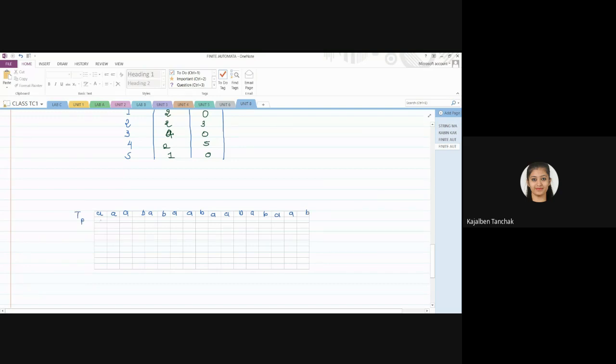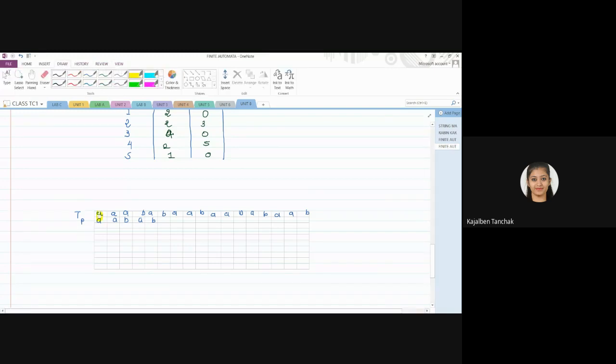This one is your pattern. How you will match A, B, A, B? You will match these two characters. Match these two characters. Is it matching? Yes. Next, match the next character. Is it matching? Yes. Match the next character. Is it matching? No. So what you will do, you will shift your pattern by 1. So here pattern is shifted.